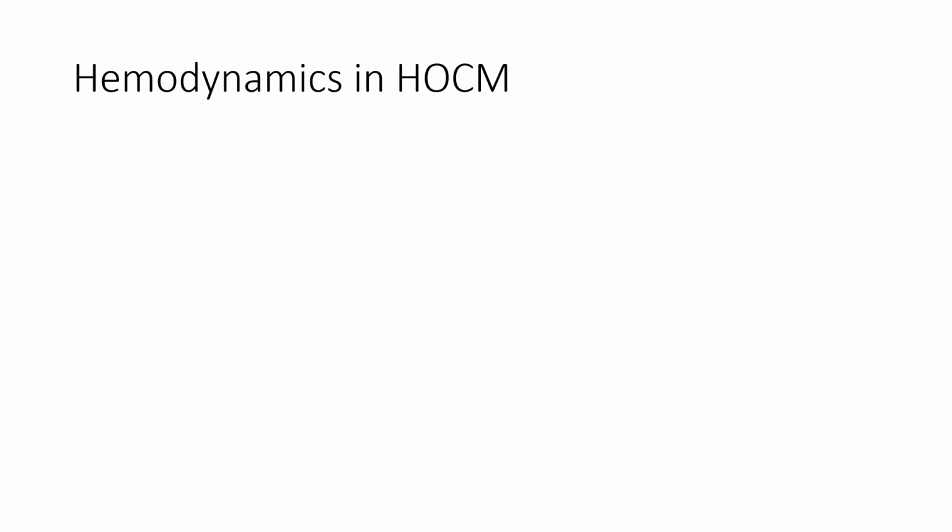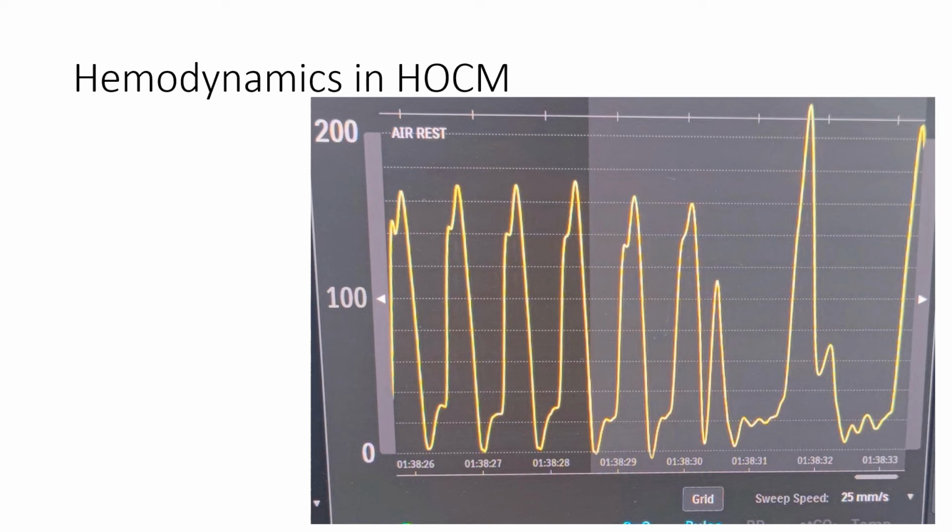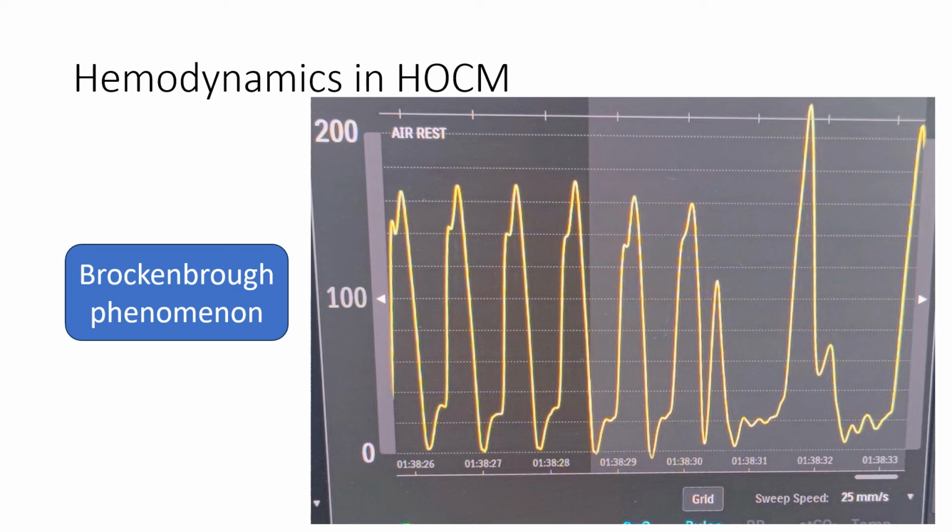But what is more important in HOCM is the hemodynamics that show dynamic LVOT obstruction, with the pressure tracing from both the LV and the aorta. This is the same patient, where a one-channel measurement showed a pullback gradient of 55 mmHg. The LV tracing shows what is called the Brockenbrough-Braunwald phenomenon. After a PVC and a long pause, there is increased contractility of the LV with an increase in the preload. Both these conditions will lead to an exaggeration of the gradient across the LVOT.